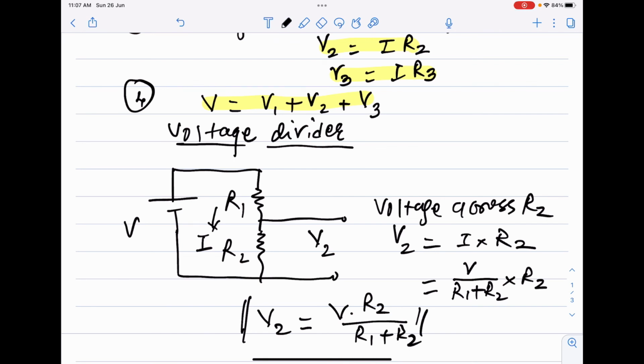Such a circuit is called a voltage divider circuit, and this circuit is very useful in many electronic applications. Say for example, when we make use of an amplifier and when we apply the input voltage to the amplifier, then this input voltage has to be reduced, and this reduction is possible by making use of the voltage divider circuit. So the voltage across the resistance R2 is given by V2 equals V into R2 divided by R1 plus R2.